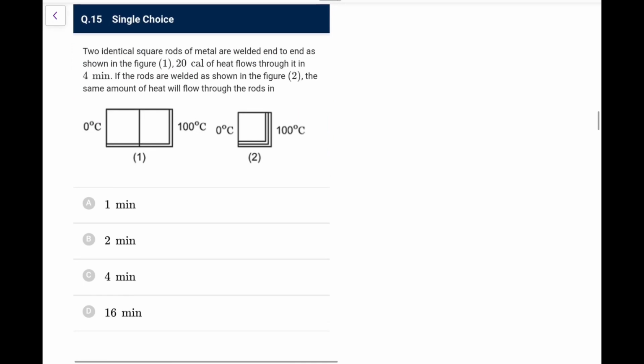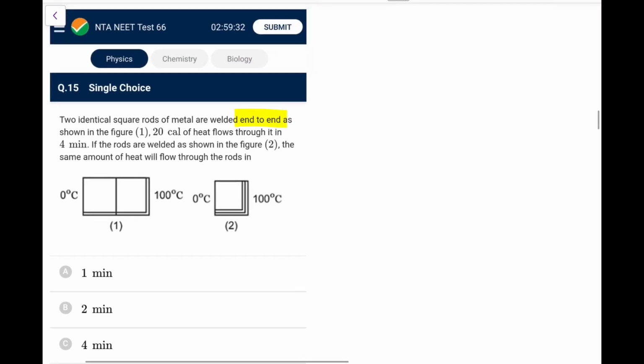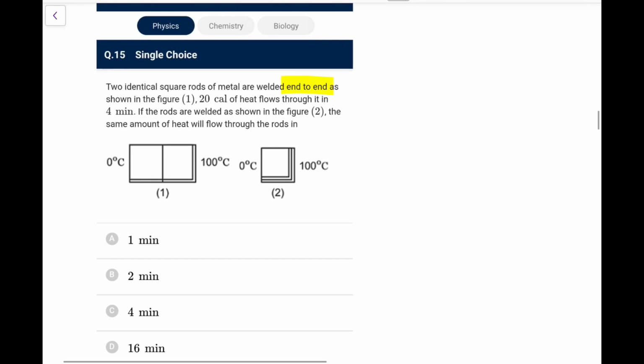Next. Two identical square rods of metal are welded end to end, okay, in figure 1. So in figure 1 you can directly say they are one after another, that is they are in series. 20 calories of heat flows through it, okay, in 4 minutes. That is, if the rods are welded as shown in figure 2, here they will be in parallel. You can make out the same amount of heat will flow through the rods.